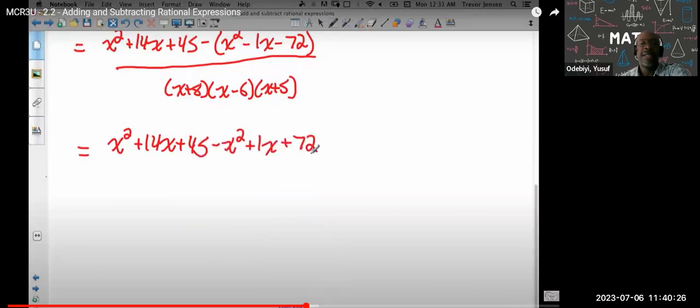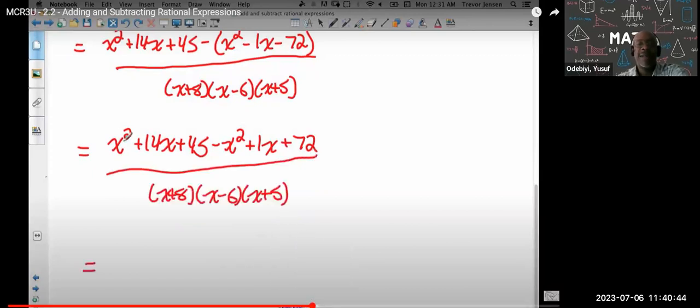Let's see if he does that. There you go, everything inside here becomes the opposite sign. This becomes -x squared. That was a -x, now it's a plus x. This was a -72, now it's a plus 72. All divided by x plus 8 times x minus 9 times x plus 5, which is my denominator.